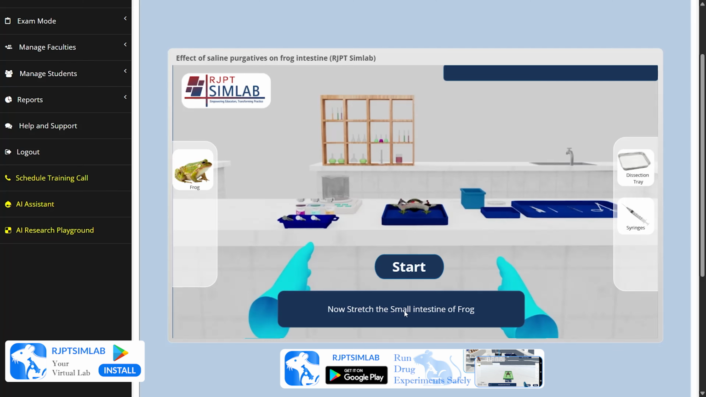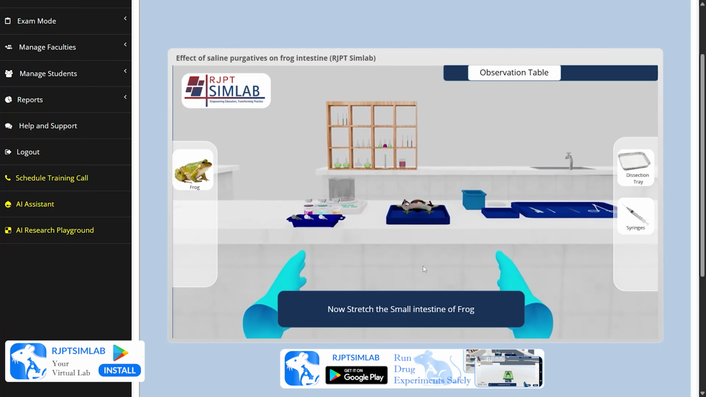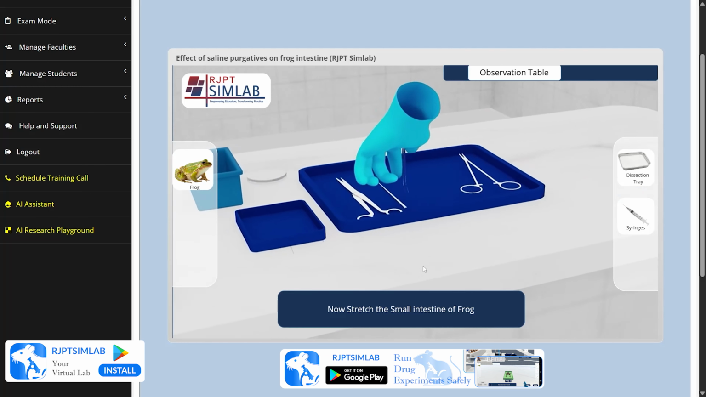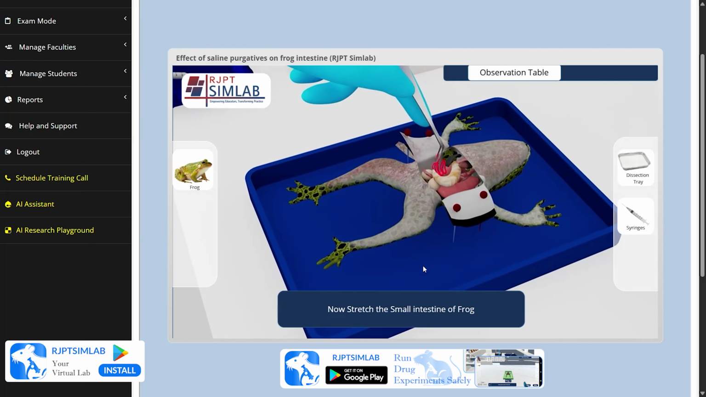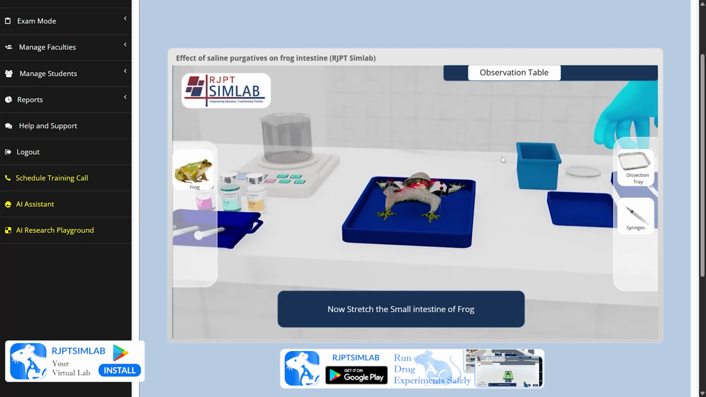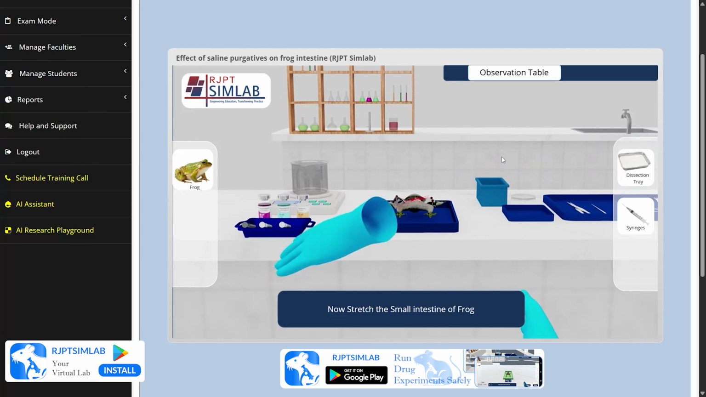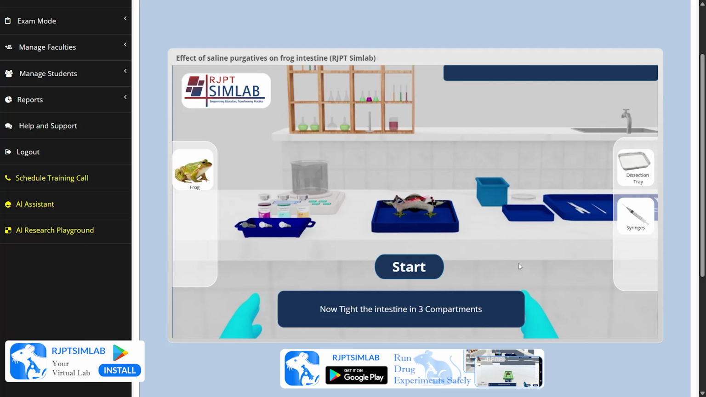Now we will stretch the small intestine of the frog by clicking the start button. As we can see here, we will stretch the small intestine with the help of forceps. We have stretched the small intestine portion. Now we will move on to our next step. But we have to carefully do this step because the small intestine is a very sensitive organ, so that it does not break or get damaged. Now we will move on to our next step.